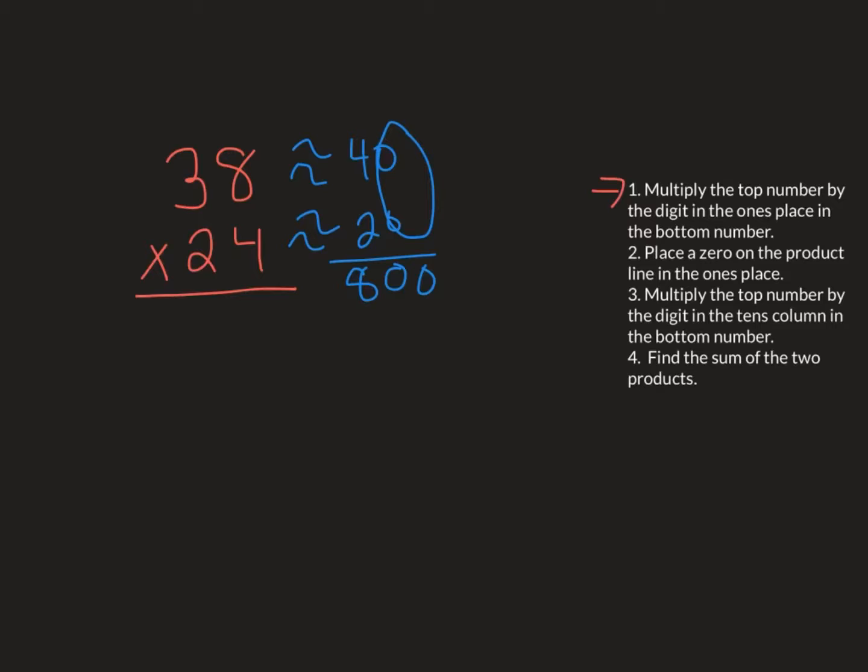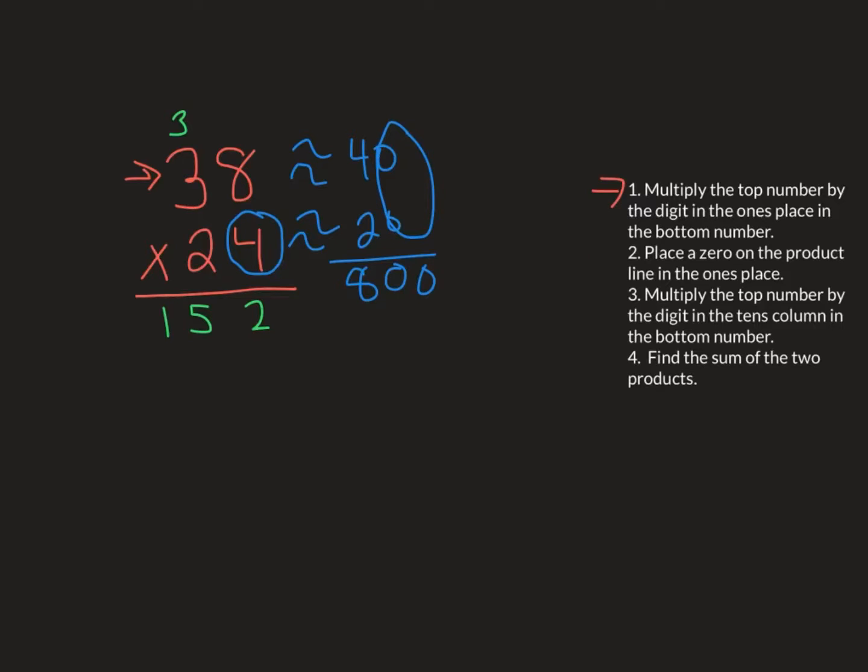Step 1 tells me to multiply the top number, which is 38, by the digit in the ones place in the bottom number, which is this 4 right here. So I'm going to multiply 38 times 4. 4 times 8 is 32. I place my 2 and I carry my 3. 4 times 3 is 12, and 12 plus 3 is 15. So 38 times 4 is 152.